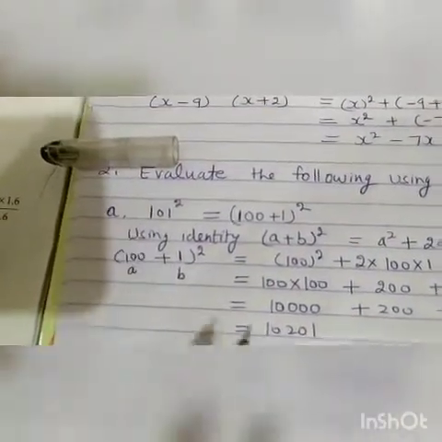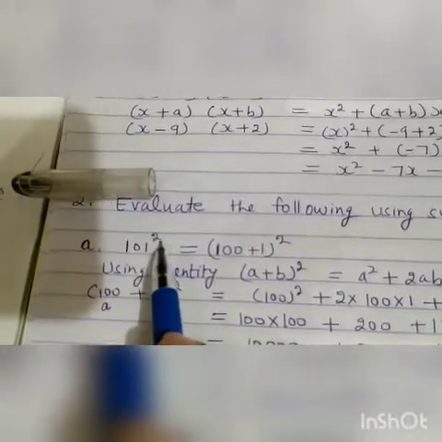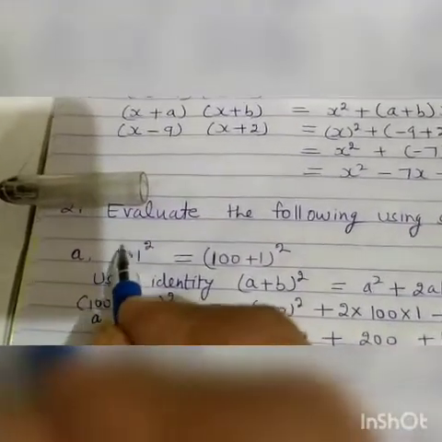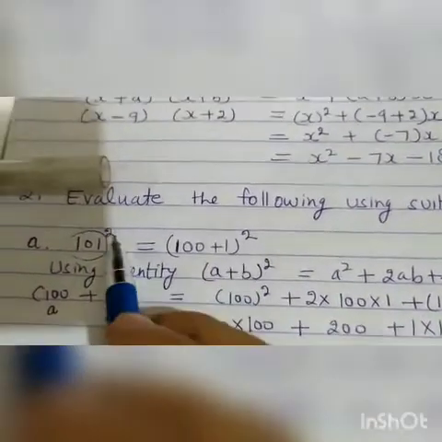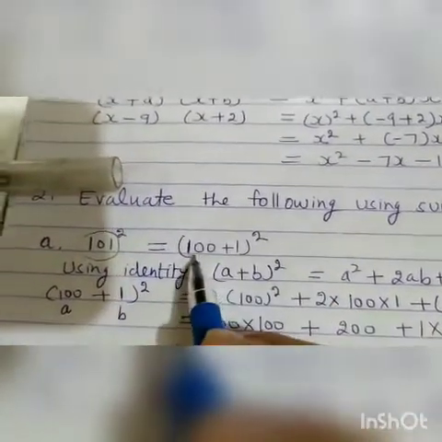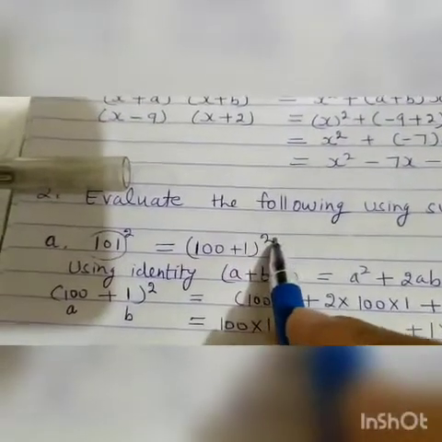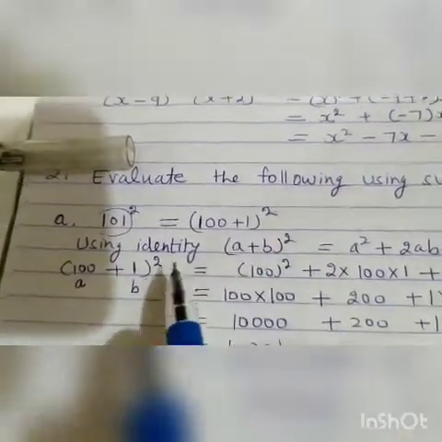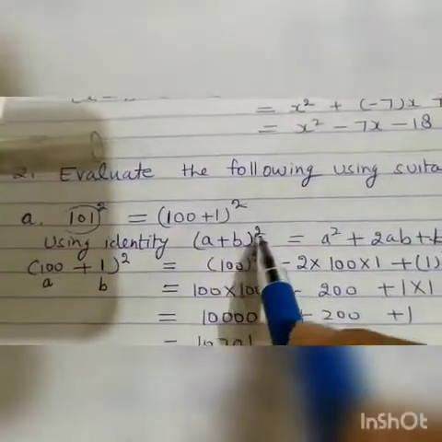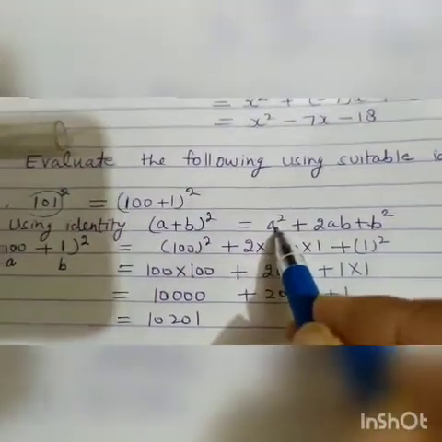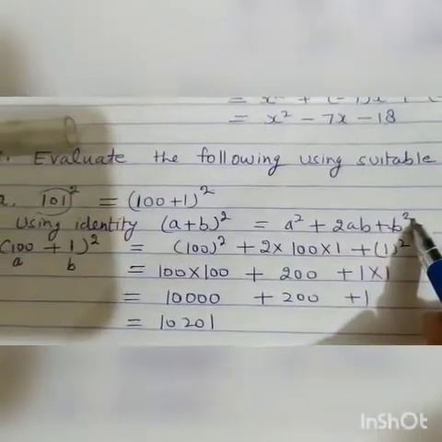See, A part. A is 101 whole square. So this 101, we can write as 100 plus 1 and this square is here. So (100 + 1)². Here it is a plus sign, so we will use the first identity again. Using the identity, (a + b)² is equal to a² + 2ab + b².